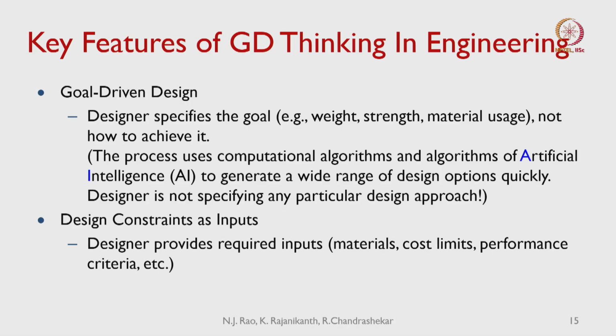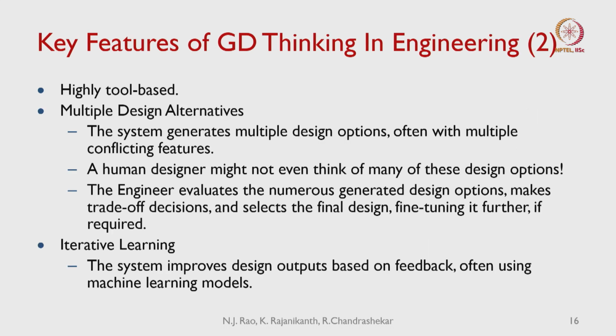So, the designer has to specify, for example, something about the materials, the cost should not exceed so much, or the materials can be only from these types 1, 2, 3. So, whatever are the constraints, the designer needs to specify. It could be on materials, it could be on cost, or it could be on performance criteria, the efficiency cannot be less than 95%, whatever. The designer has to think about the problem and specify the constraints as inputs to the model. Obviously, this entire approach is highly tool based.